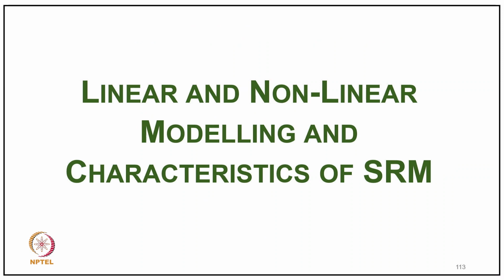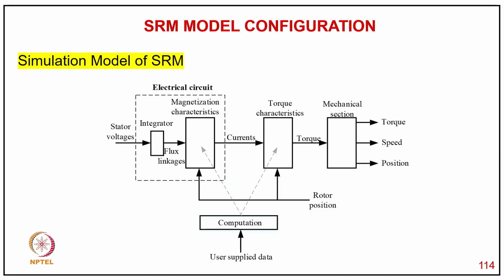Now coming to non-linear modeling and characteristics of the reluctance motor. In the simulated model you can see we give the stator voltage for the winding and integrate to get the flux linkage. We have a magnetization characteristic from which we get the current, and from current and rotor position we get the torque. Torque goes to the mechanical section, the output of which is torque, speed and position. Here theta is used as feedback for this model.